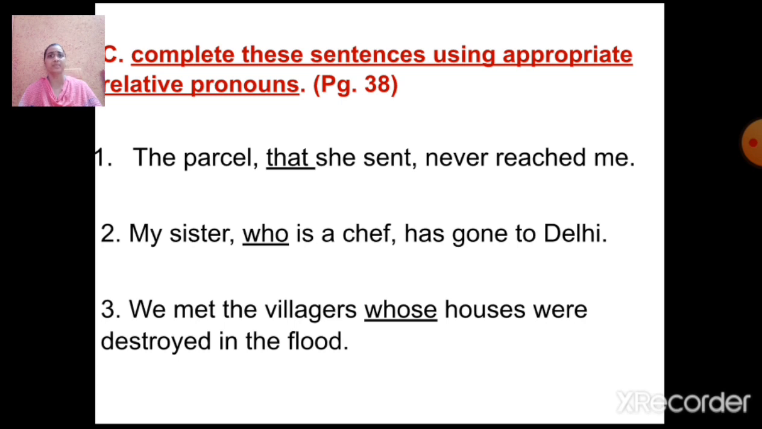Then the next one, my sister dash is a chef has gone to Delhi. Now here the answer is who? My sister who is a chef has gone to Delhi. Then the next one, we met the villagers dash houses were destroyed in the flood. Now here the answer is we met the villagers whose houses were destroyed in the flood.